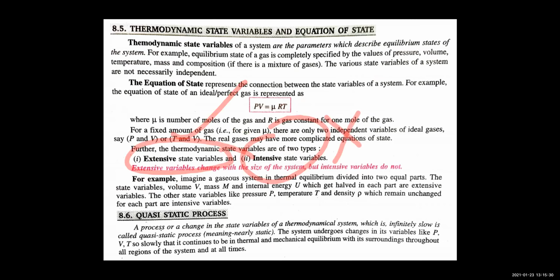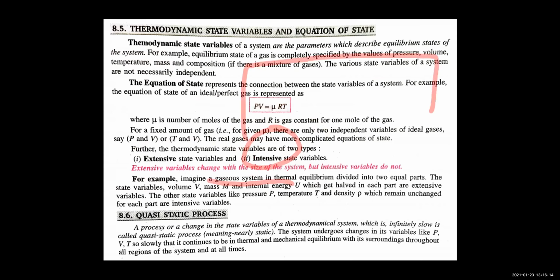Okay, so a very good example is given. If you want to imagine which are the extensive state variables, which change with size, and which are the intensive state variables, which do not change with size, then just imagine a gaseous system which is in thermal equilibrium, and you are dividing it in between. You are making a partition so that in the two parts there are equal gases, right? So which are the variables which will change with the change you have made? That is, you have put a partition in the system.